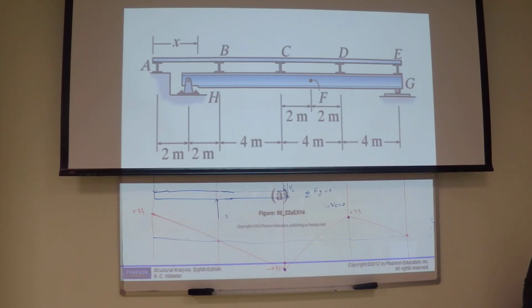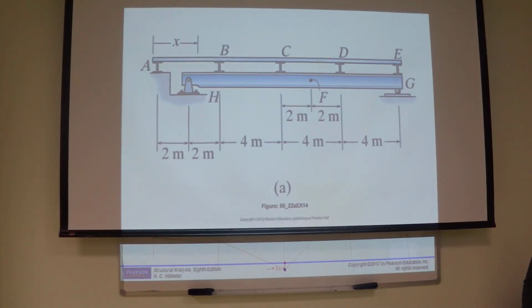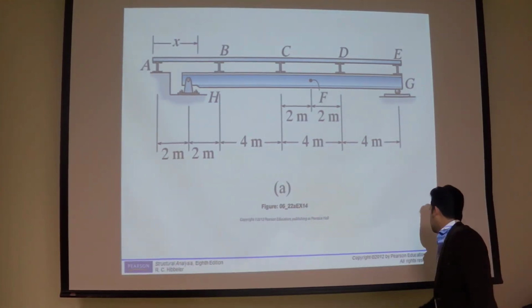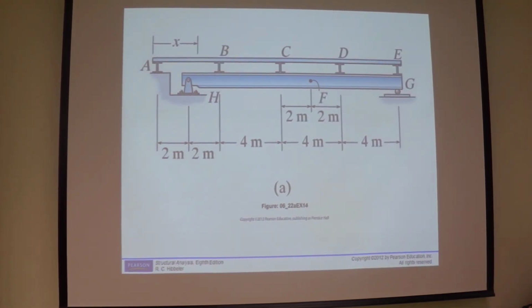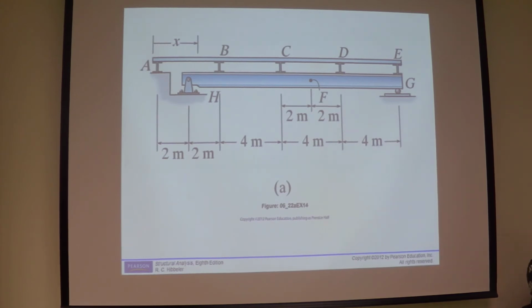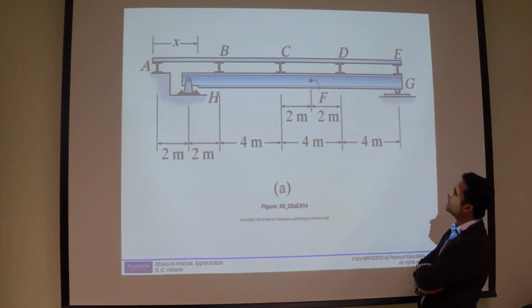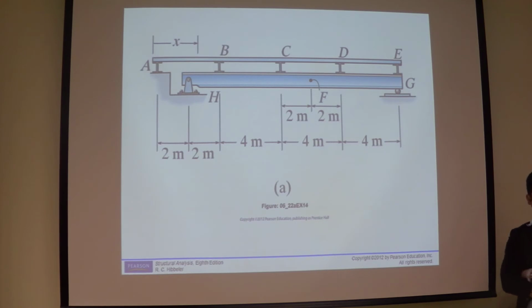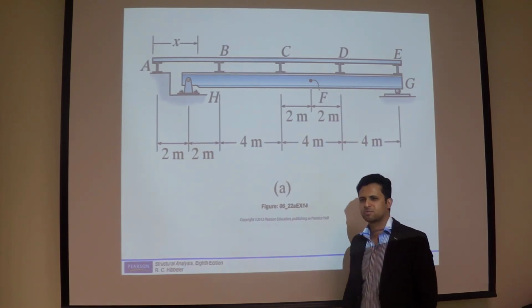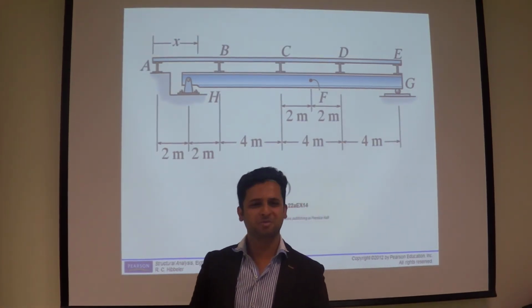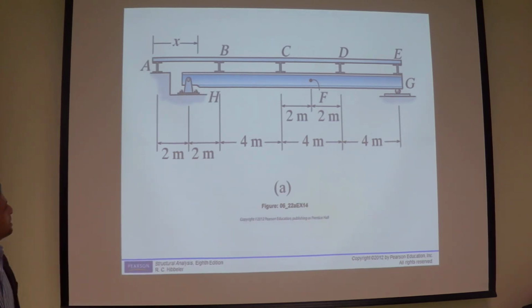So what is this question? Any one of you can read? Draw the influence line diagram for the moment at point F. It's very simple. Forget about the girders, they make you confused. Put the load at point A. How much will be the reaction at point H?